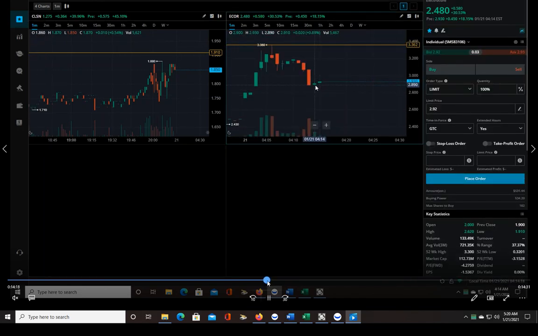So basically, that first pullback was a fake out, so I tried the next pullback, which is a logical thing to do, and as soon as the high of that candle was broken right there, I get in. I wanted 294, but I got 295. My stop loss was 288.